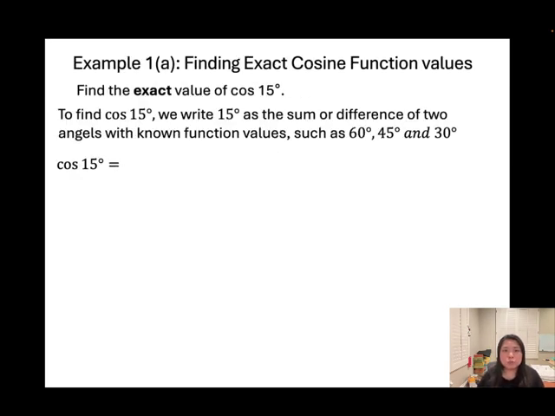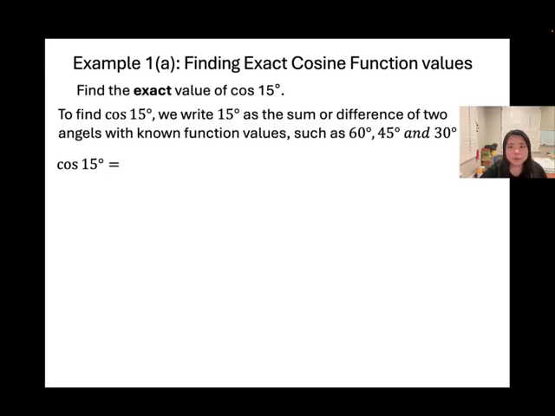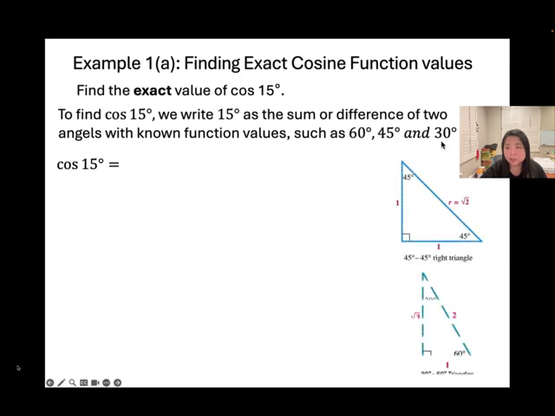Now, let's try to do the example. Find the exact value of cosine 15 degrees. When they say find the exact value, it means I don't want you guys to use the calculator. Your final answer should stay in square root form. And to find cosine 15 degrees, I need you guys to remember the special triangles, the 60, 45, and 30, right? Without using the calculator, we could tell the cosine, sine, tangent of 60, 45, and 30 degrees.